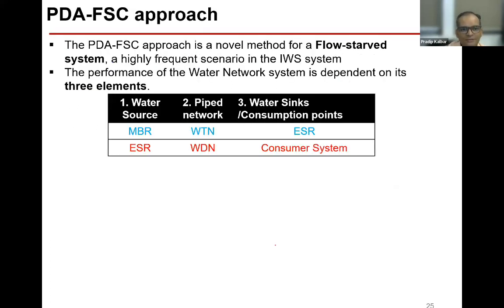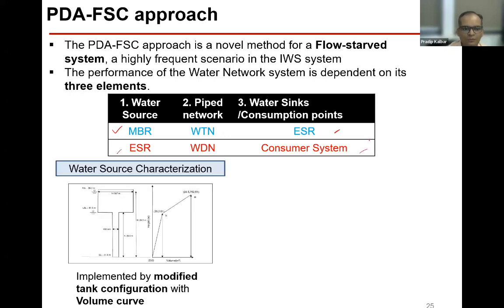What we have done is we have taken into account the inlet and outlet properties of the network. In the transmission network, you have MBR, water transmission network, and ESR. In the distribution network, you have ESR, water distribution network, and consumer system. We have modified the tank configuration itself. Typical hydraulic models will stop giving results when the level hits the low supply level. But this modeling approach will give you results even when the water is in the standing water column.